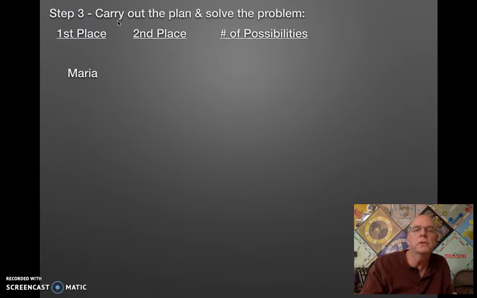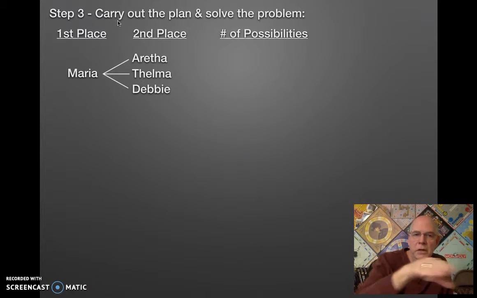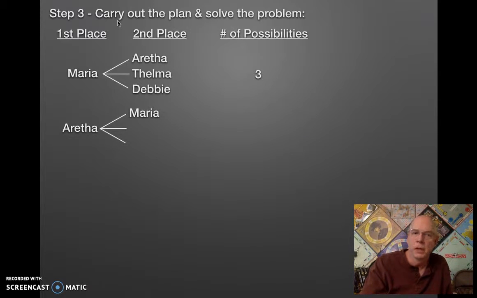So let's look first of all with Maria winning first. If Maria wins first, then Aretha could win second, Thelma could win second, or Debbie could win second. So there are 3 different possibilities there with Maria taking first place. All right? Well, maybe Aretha gets first place. If that's the case, then Maria could be in second place, Thelma could be in second place, or Debbie could be in second place. Well, there's another 3 possibilities of what could happen.